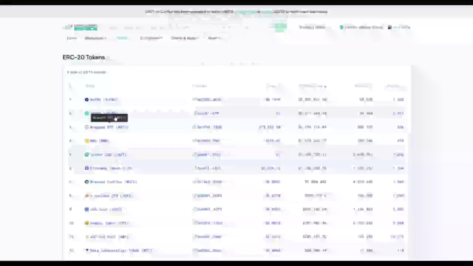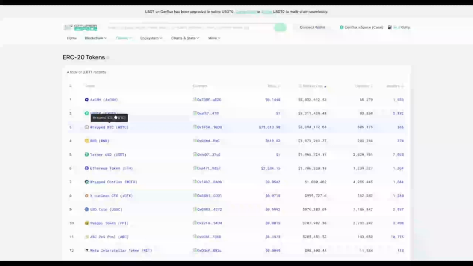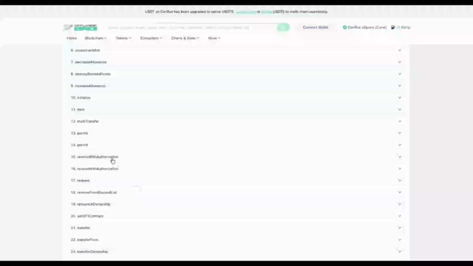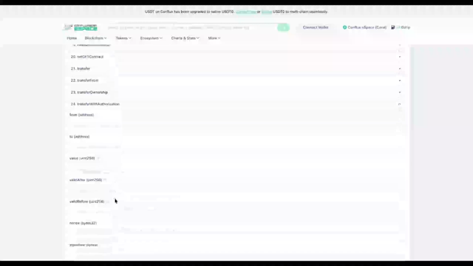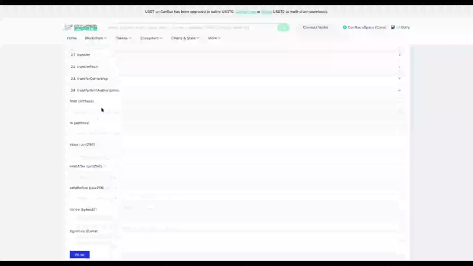If you go to the Conflux eSpace scan, you'll see the AxCNH and USDT0. These would be the ones that are compatible. It's not the US Tether USDT. If you look at their contracts, you can see there's receiveWithAuthorization and transferWithAuthorization. Basically, these are the specifications that you would request and have signed in the header.